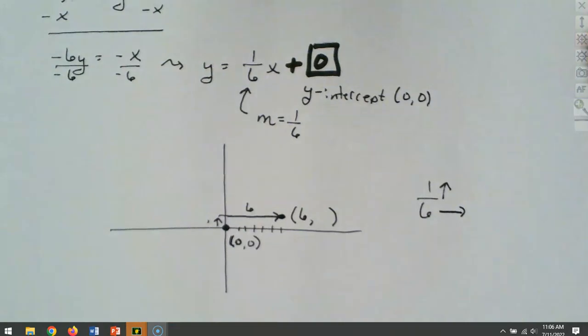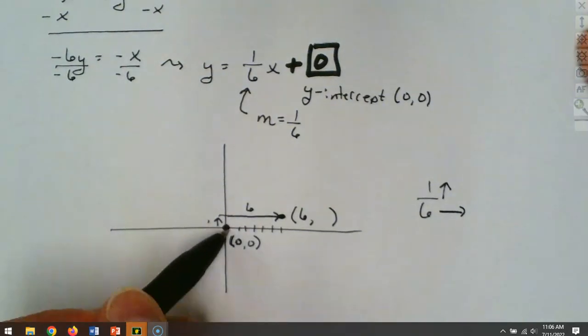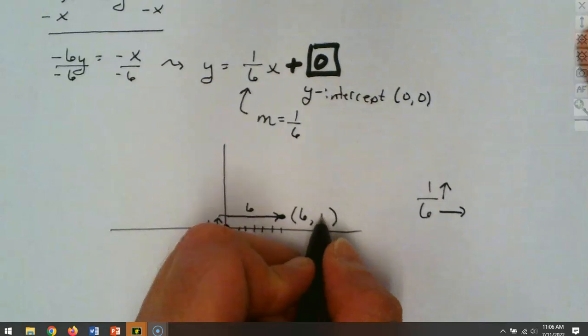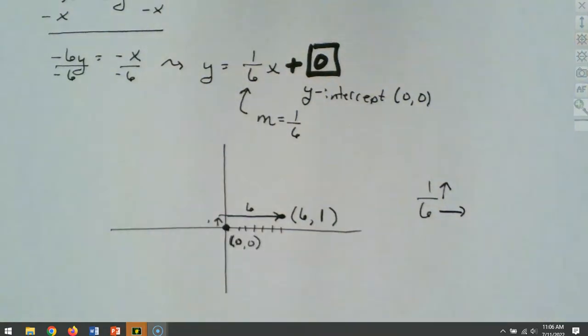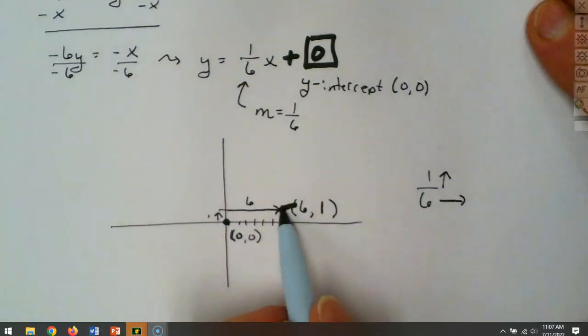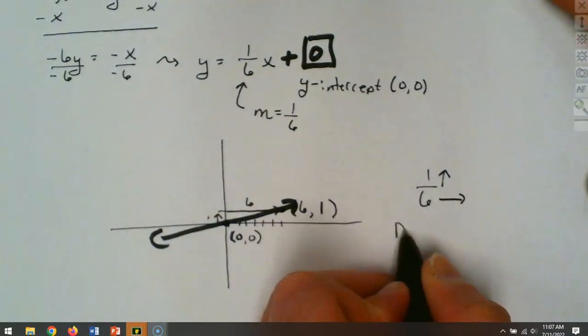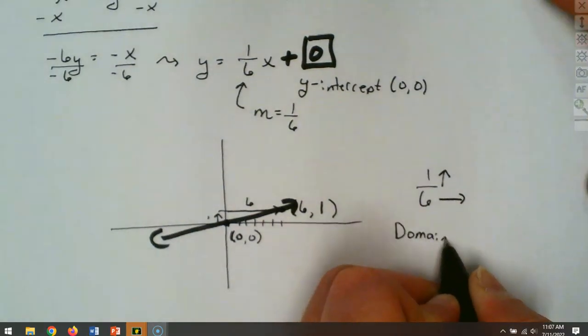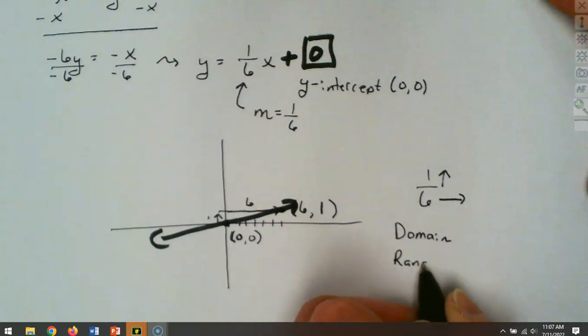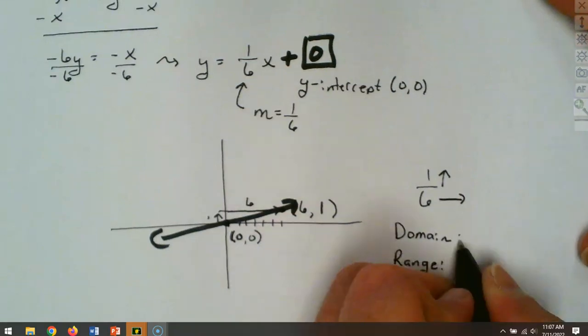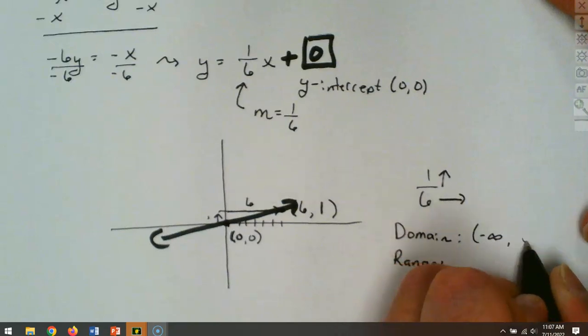What about the y-axis? I'm at 0, 0. I'm going up 1, so that makes that y component of 1. So my second point would be 6, 1. And now I've got the 2 points that I need, so I can connect them together. There's my graph. What about the domain and range? Well, they're the same, negative to positive infinity.